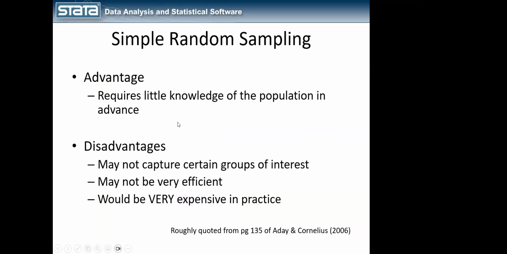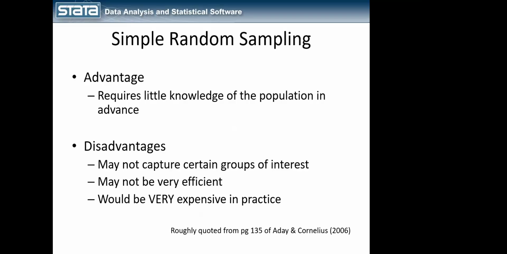Now, there's an advantage to this. You don't have to know anything about the population, really. You just need a list of them, and that's about it. But there are some disadvantages. One, it may not capture certain groups of interest. If you have a very small subgroup within the population, your chances of finding them with a simple random sample may be small, and you may miss them altogether.